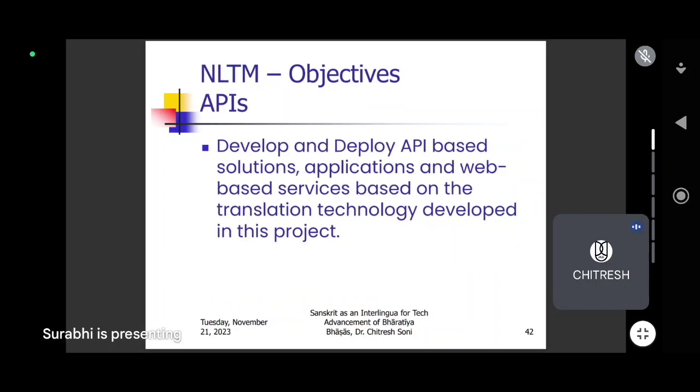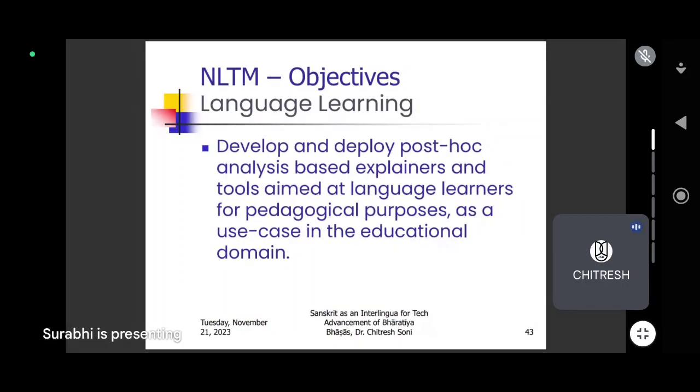So the first is the interlingua. The second is API: develop and deploy API-based solutions, applications, and web-based services based on the translation technology developed in this project. Next, please. So still they are undecided on the nature of the interlingua. It is still under research. Then develop and deploy post hoc analysis, meaning after the collection of data, based explainers and tools aimed at language learners for pedagogical purposes. So language learning for pedagogical purposes is a use case in education.